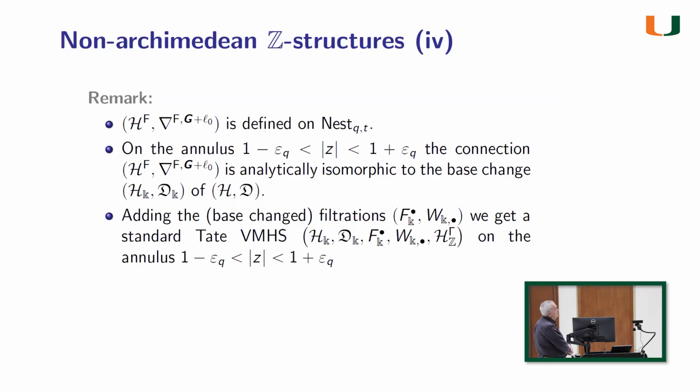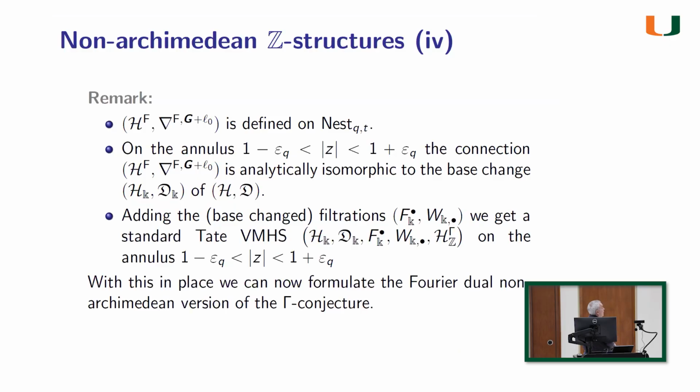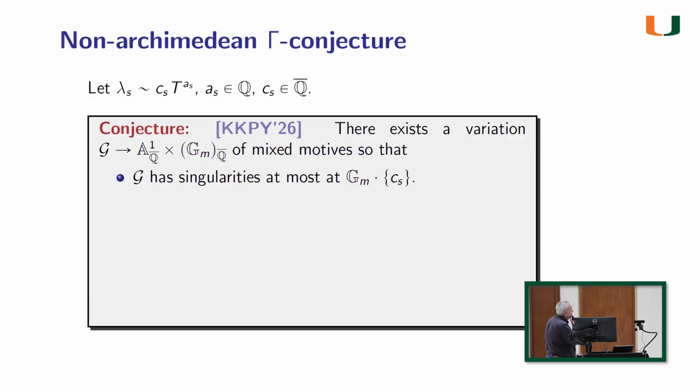You can base change the filtrations, the Hodge filtration and the weight filtration, and you get this standard Tate variation of mixed Hodge structures defined over K now on that big annulus. And now you can formulate the Fourier dual non-Archimedean version of the gamma conjecture.